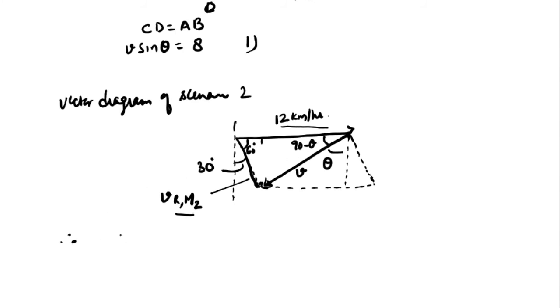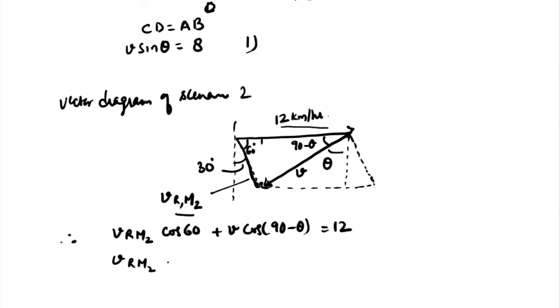Therefore, Vrm2 cos 60 plus V cos (90 minus theta) is equal to 12. That means Vrm2 into 1 by 2 plus V sin theta is equal to 12. So that's our second equation.